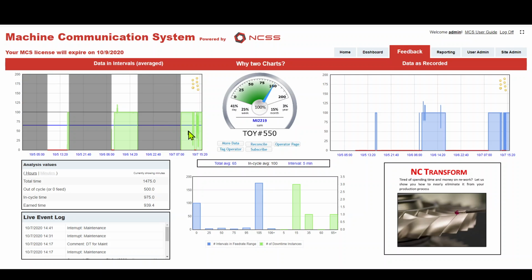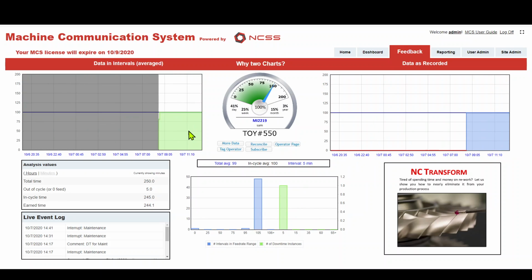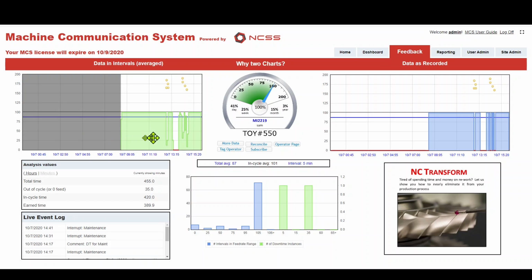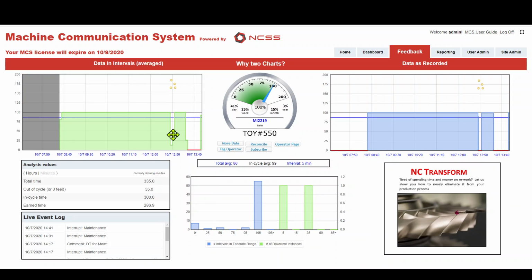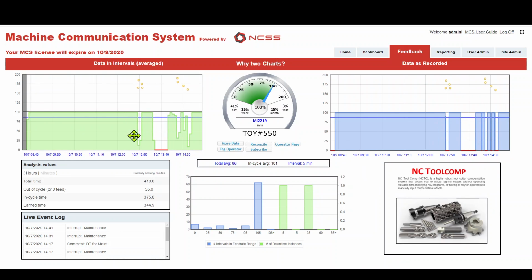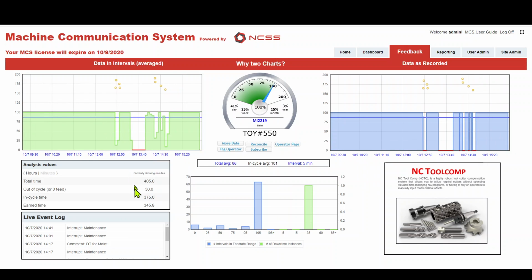Now, when we come in here and we zoom or we click and drag, we're going to see not only does the chart on the right and left synchronize, but we're also going to see that the data down here below is going to follow. So this data is always going to reflect exactly what's shown up here above.